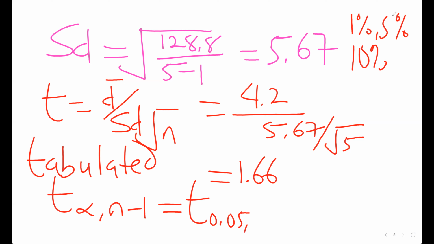N minus one is called the degrees of freedom. N minus one is the DF, the degrees of freedom. And that one is 5 minus 1, which is 4. So this means that you have to go to the table and find T. Once you find T, you match it against the degrees of freedom of 4, and you get your final answer. But remember the tail we are dealing with.